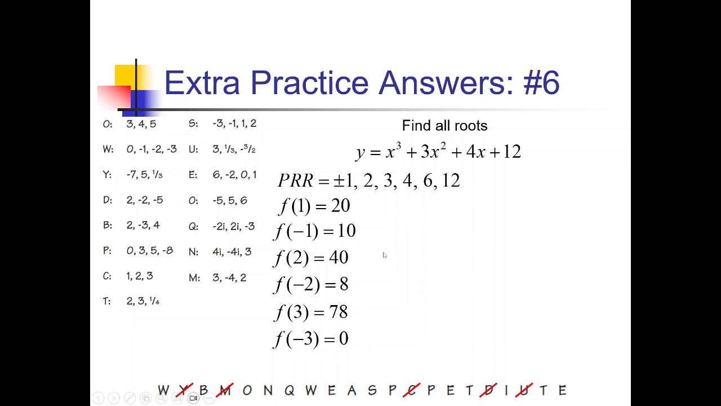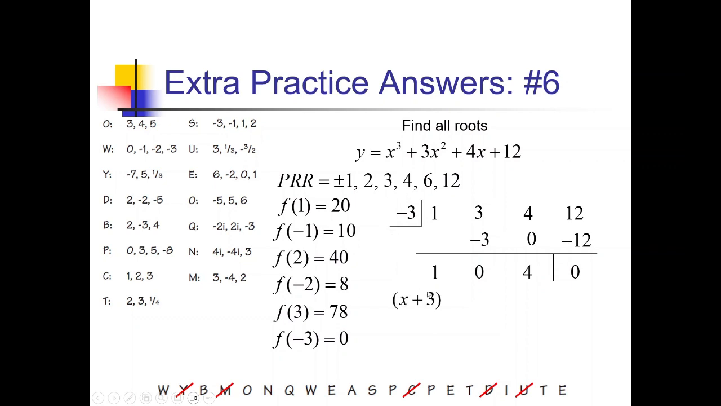So let me use synthetic division on -3. We have coefficients of 1, 3, 0, 4, and 12. Box number of -3. Bring down the 1. Times -3 is -3. Plus 3 is 0. Times -3 is still 0. Plus 4 is 4. Times -3 is -12. Plus 12 is 0. So we have the x plus 3 that we took out.